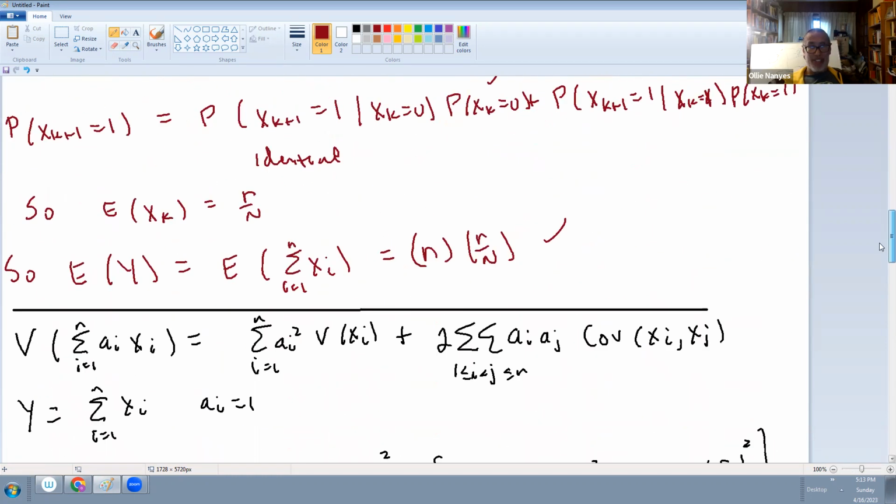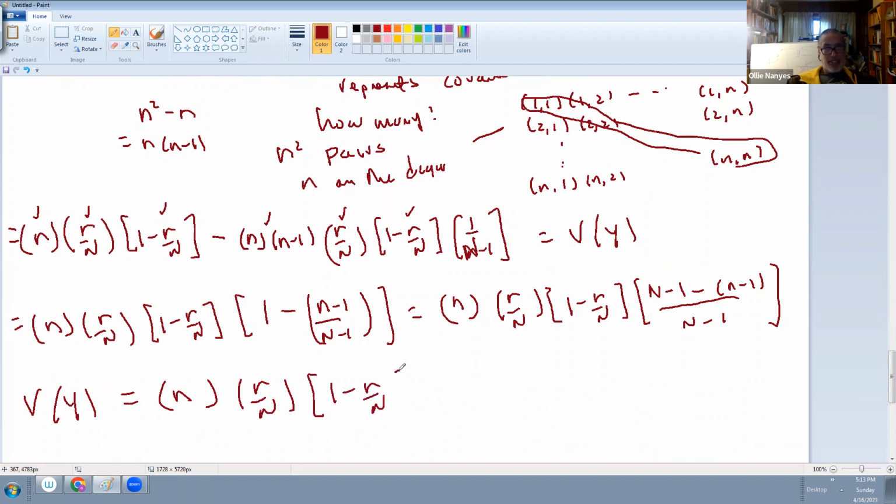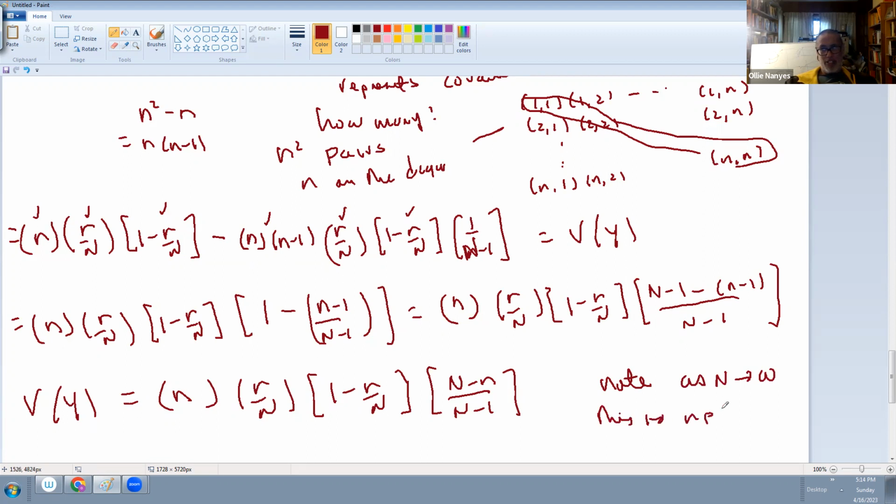So after I finish this arithmetic, we'll be done. So the variance of y is n, r over n, 1 minus r over n. And then the minuses cancel. So we get big N minus little n here and N minus 1. And note, as N goes to infinity, this goes to npq, same as binomial. So that is what the variance of y is.